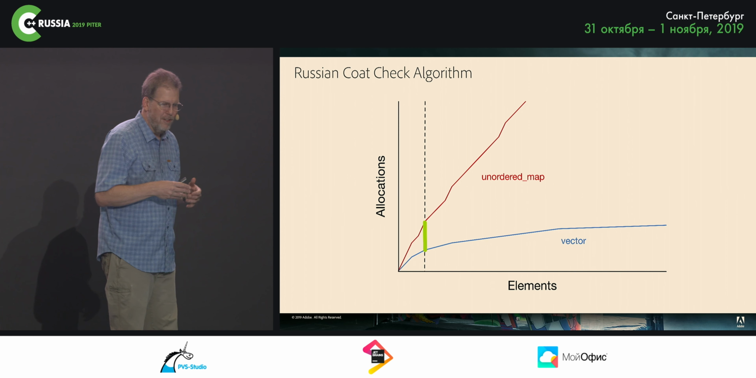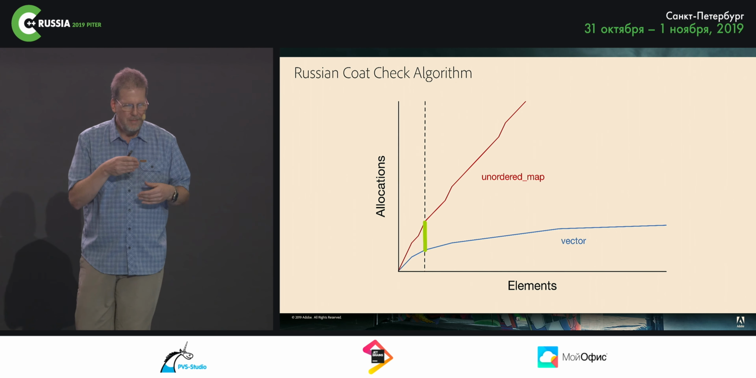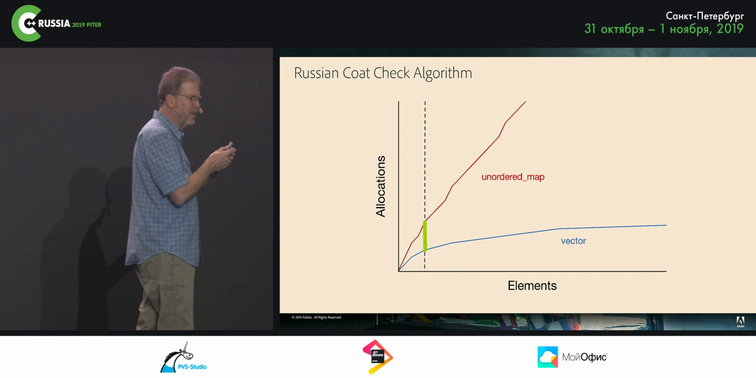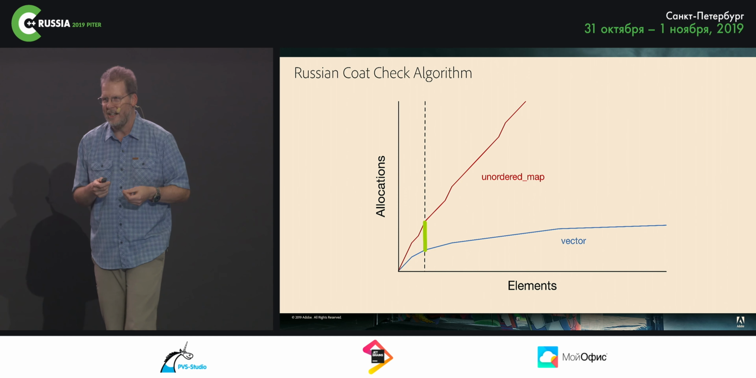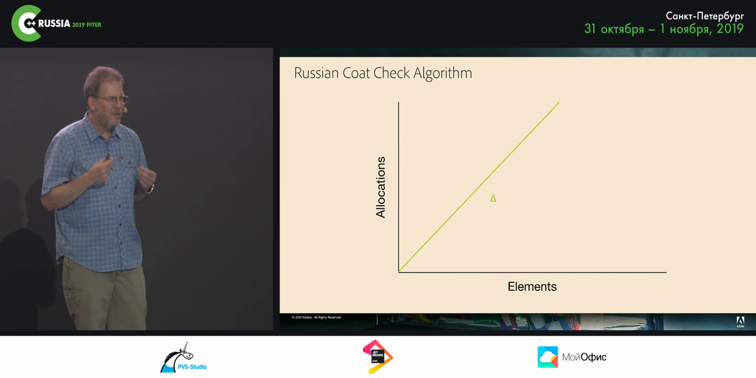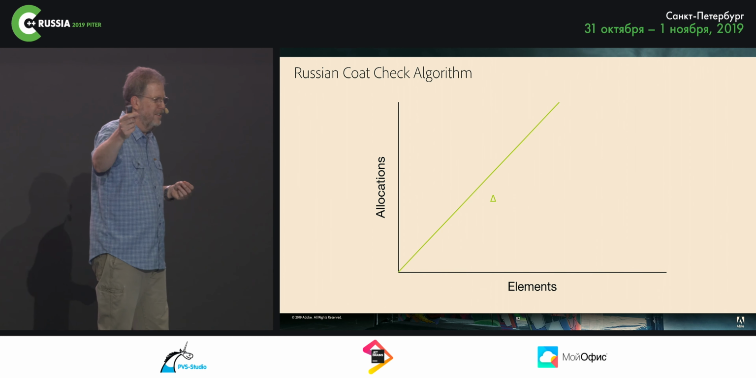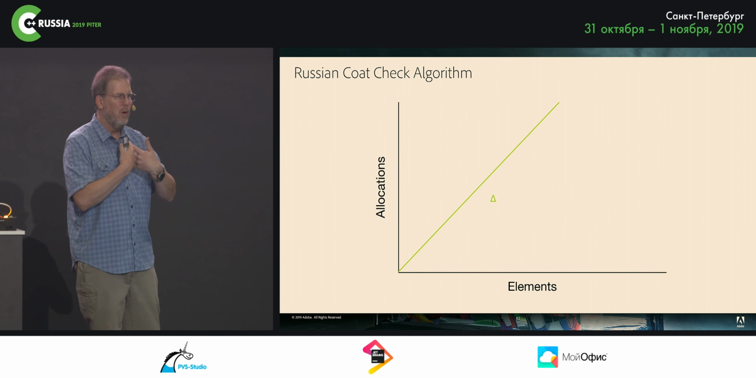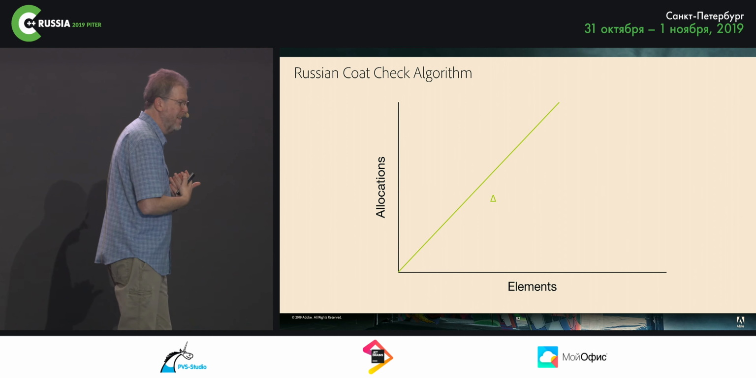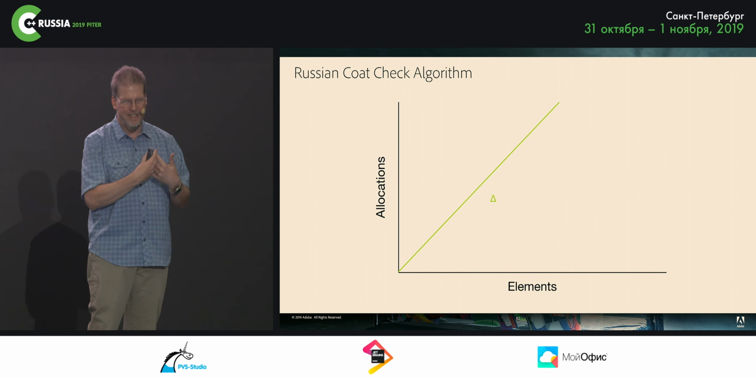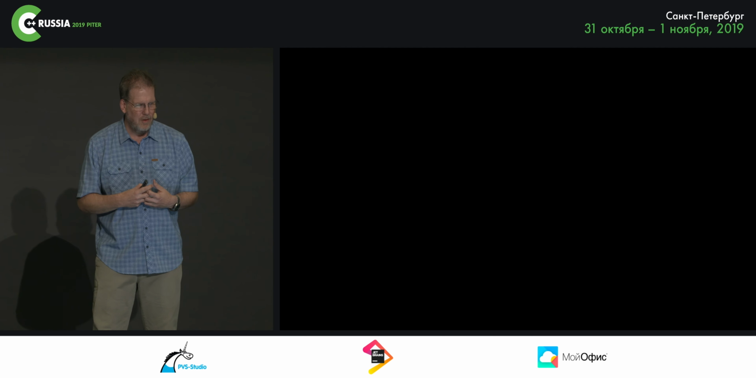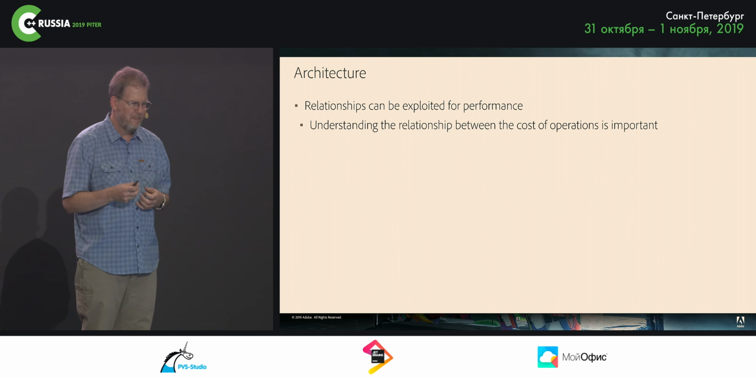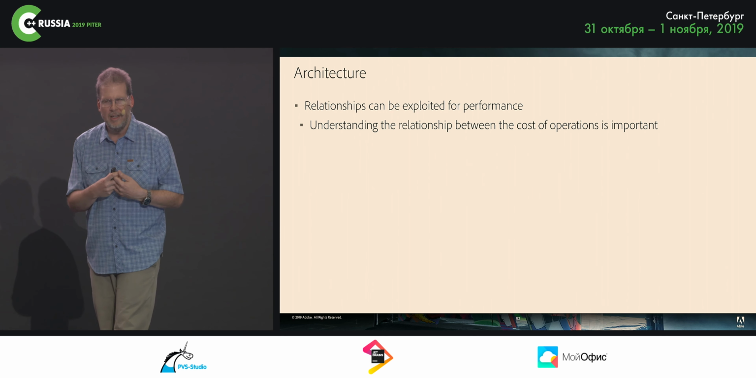Why? Here's the difference on how long it takes to add some number of coats to a vector and to my unordered map. The problem here is every item that I add to an unordered map is a new heap allocation, and that heap allocation takes time. And the difference between those two is linear, which means that if I add 1,000 elements, in the time it took me to build it, I can iterate through all of those 1,000 elements 640 times. If I have 1,000,000 elements, I can iterate through the 1,000,000 elements 640 times. So relationships can be exploited for performance. This can be a fairly significant win. Understanding the relationships between the cost of operations is important.